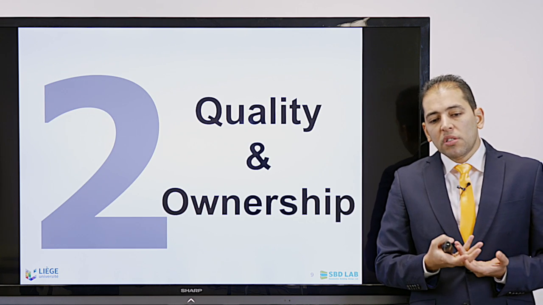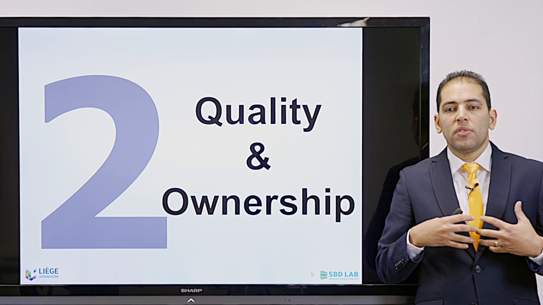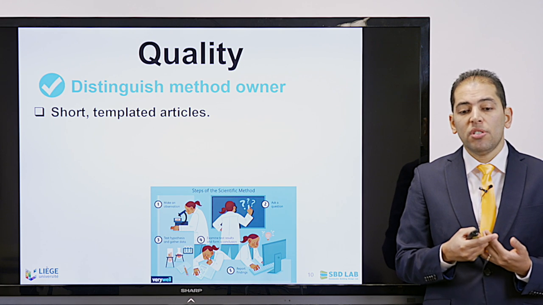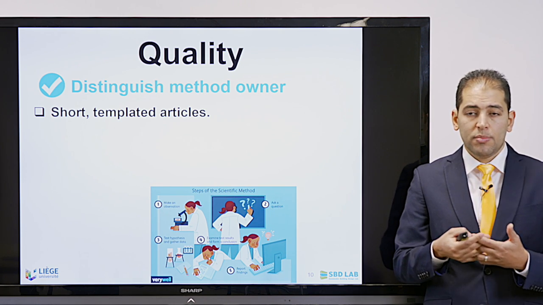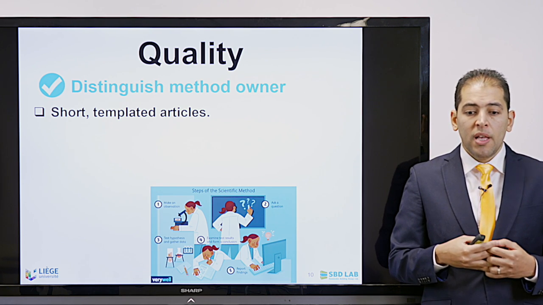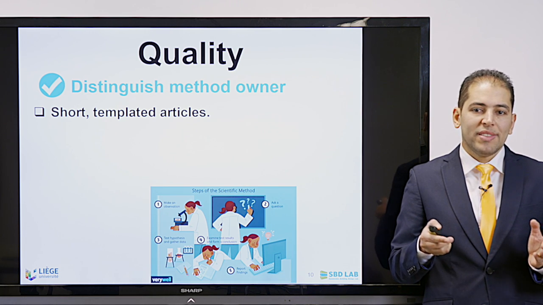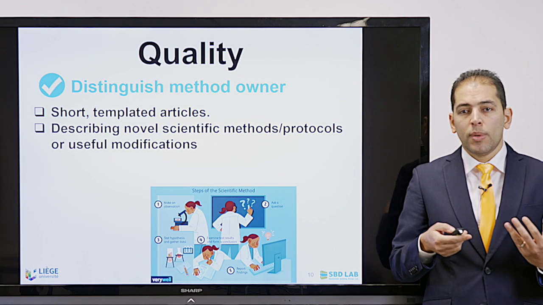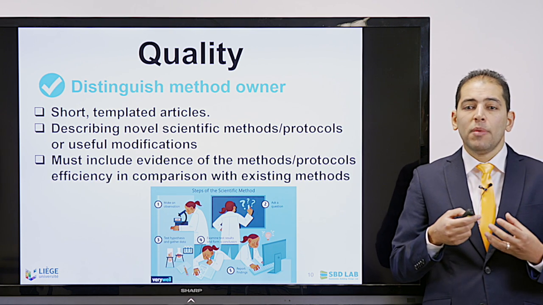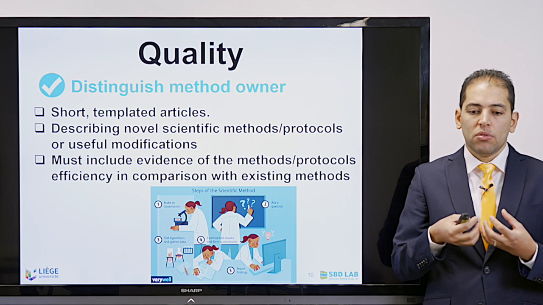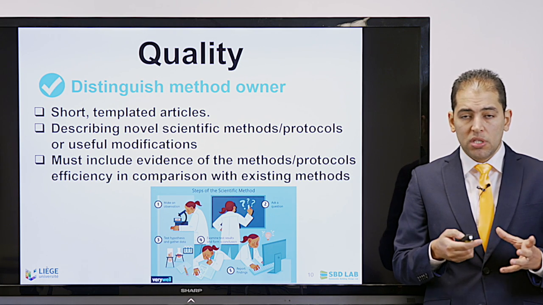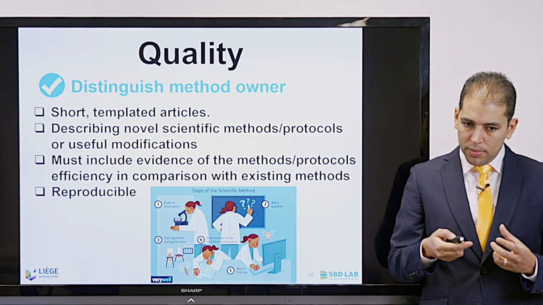Now let's talk about the quality and the ownership of the method or of the protocol that you want to publish. So you need at the beginning to distinguish the method owner. Who owns this method? Is it you as a principal investigator? Is it your institution? Or is it the funding agency? This is very important. But in general, we are talking here about very short templated articles. They are describing a novel scientific method or a protocol or a useful modification, and they must include evidence of that method's or protocol's efficiency in comparison with existing methods. So this is regarding the quality and the ownership.